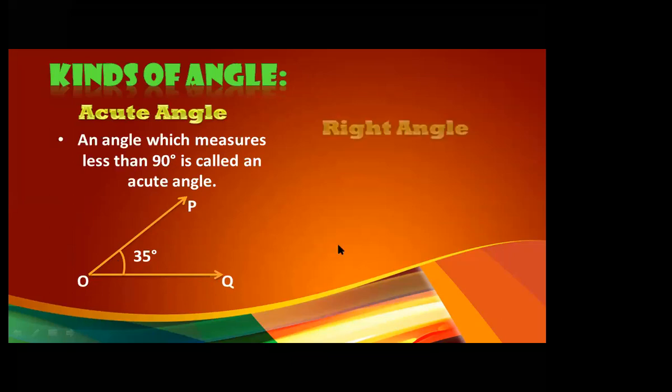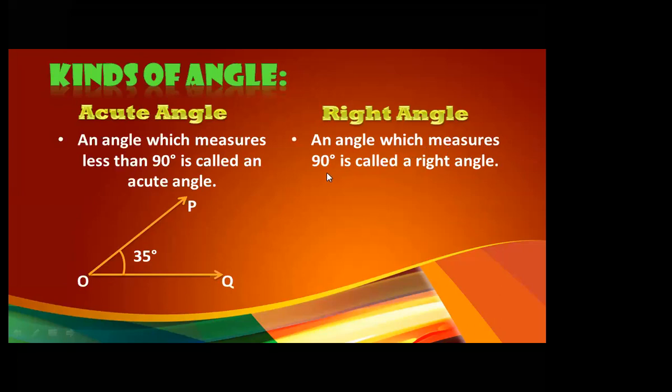Now the second is obviously the right angle, the very simple one. An angle which measures exactly 90 degrees is called a right angle. Any angle which is exactly equal to 90 degrees is called a right angle. Just you can see this is the right angle. This is point M, this is point L, and this is point N, and if you measure it, it is exactly equal to 90 degrees. So this type of angle is called a right angle.